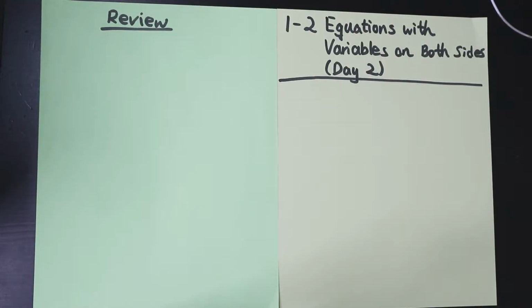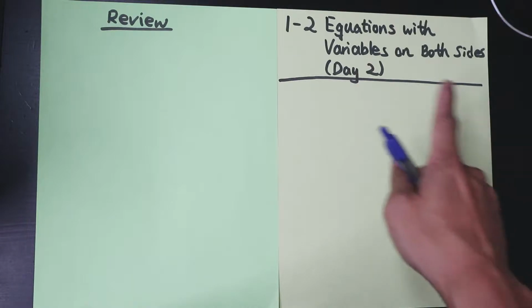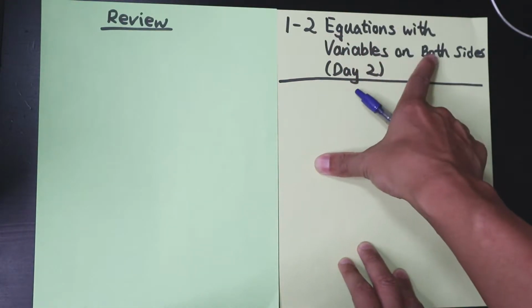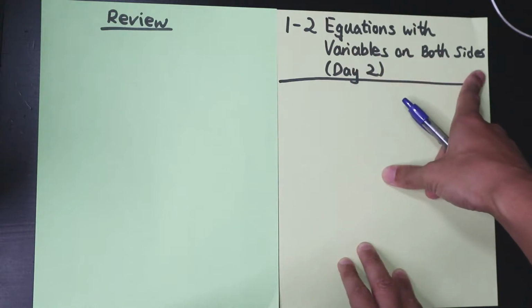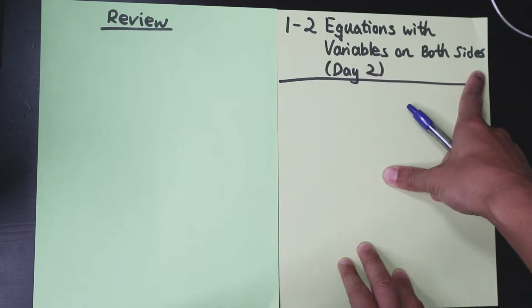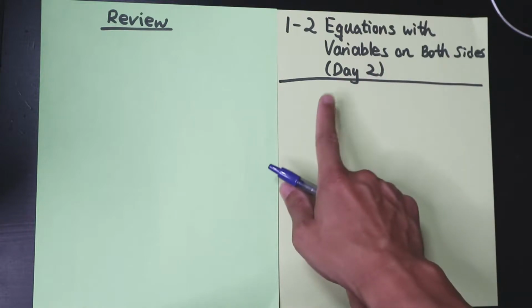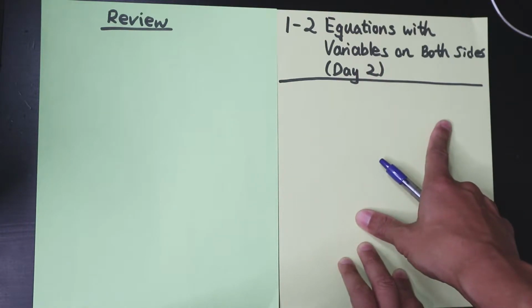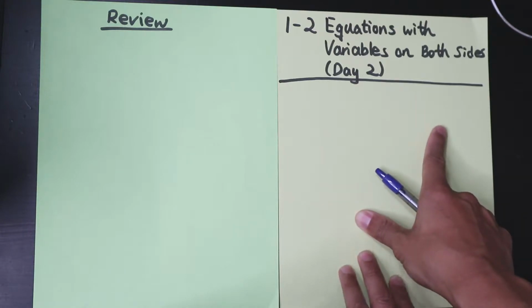Well, good morning everybody. We are continuing our math lessons today, and today we are going to continue on the second day of 1-2 equations with variables on both sides. And today we're going to look further into solving equations where you have variables, commonly known as x, on both sides of the equations.